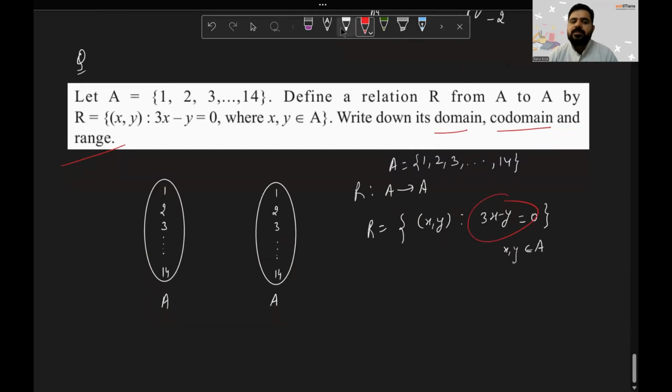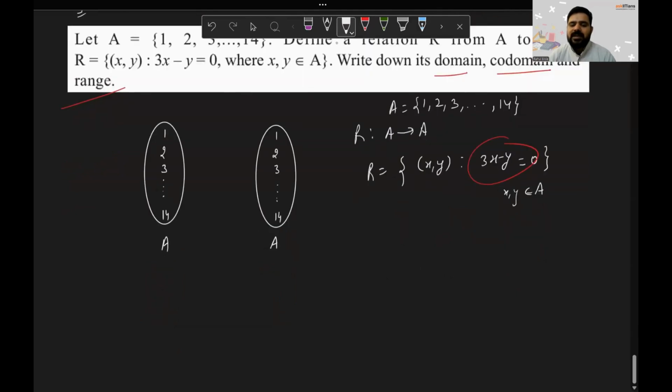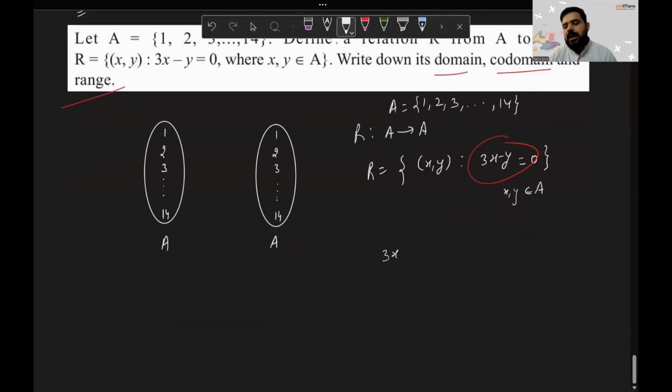We are given 3x minus y equal to 0. What exactly does that mean? If 3x minus y is 0, this means y is going to be 3 times x. So x, right? I hope you do understand that x is coming from this set, the domain part.